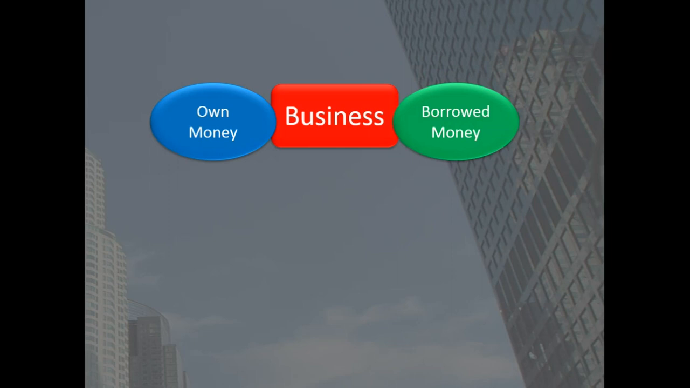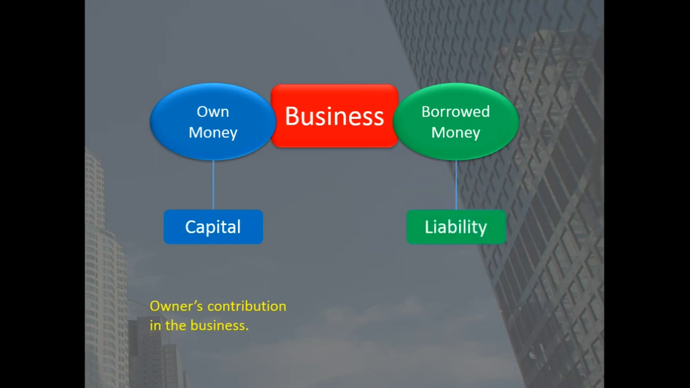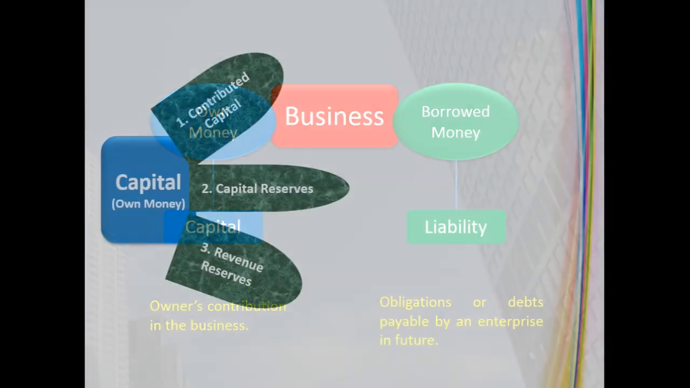Money provided to the business by the person starting that business is called capital. So it is the owner's contribution in the business. Money obtained by way of loans or borrowings is termed as liability for the business. So liability is the obligation or debts payable by an enterprise in future.